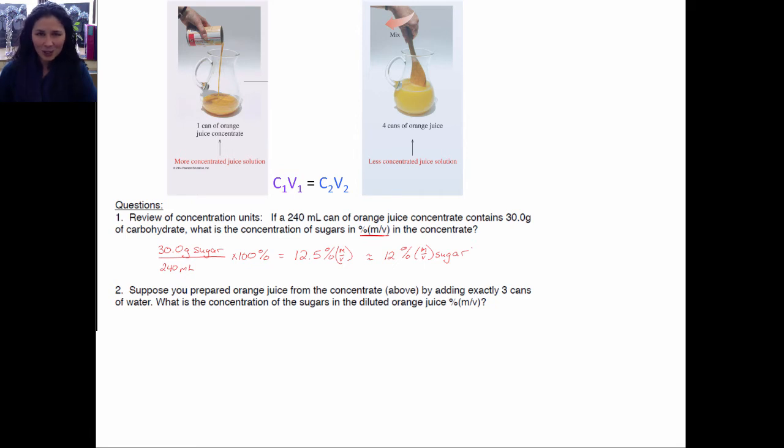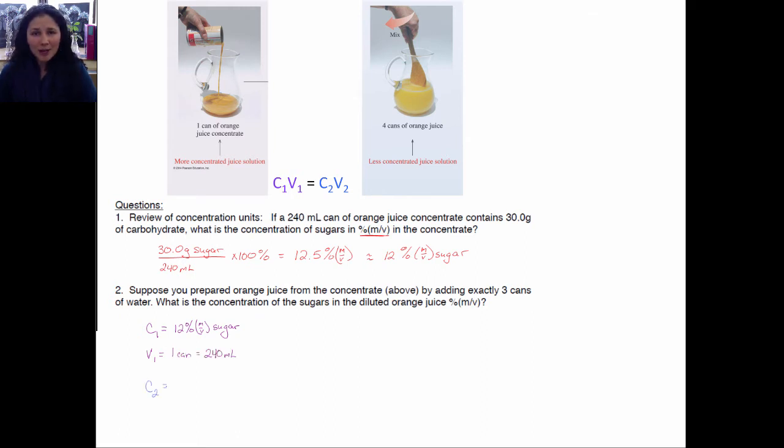This is the initial concentration of sugar in the concentrated orange juice solution. And the next question will ask you to find the concentration of the sugars in the more dilute solution, or the final solution when you add water. It's a good idea to keep track of initial and final concentrations and volumes, like this. In this case, C1 is the initial concentration of the orange juice. We just said that this was 12% m/v sugar. The initial volume is 240 milliliters because that's the volume of 1 can.